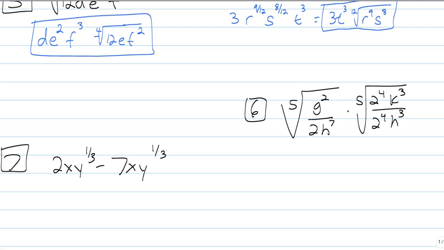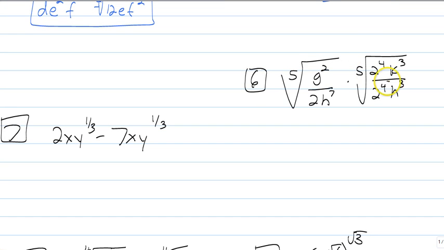Now 6 is a little more challenging just because there's 2 of them. They're both fifth roots, so we can multiply everything in. We can multiply this all across. So let's do that first. I get the fifth root on top of 2 to the 4th g squared k cubed over the 5th root of 2 to the 5th h to the 10th.